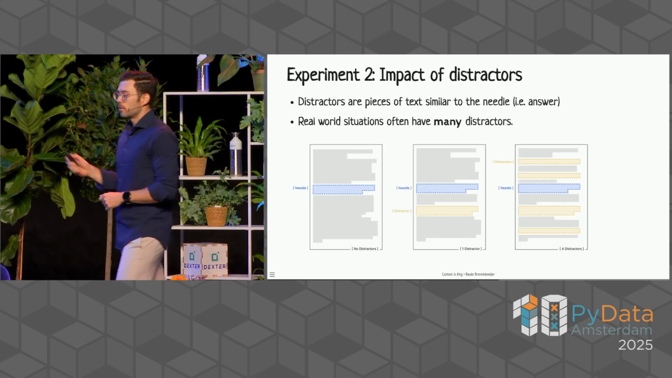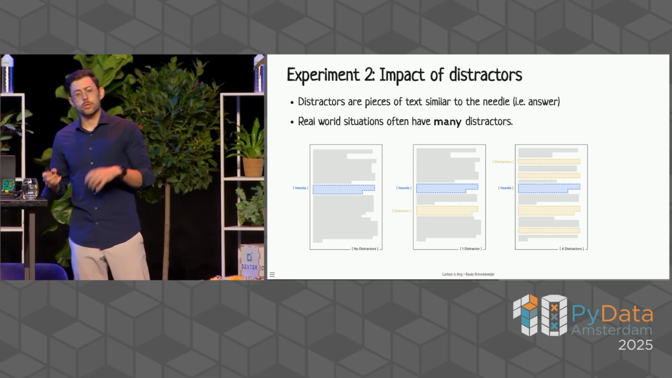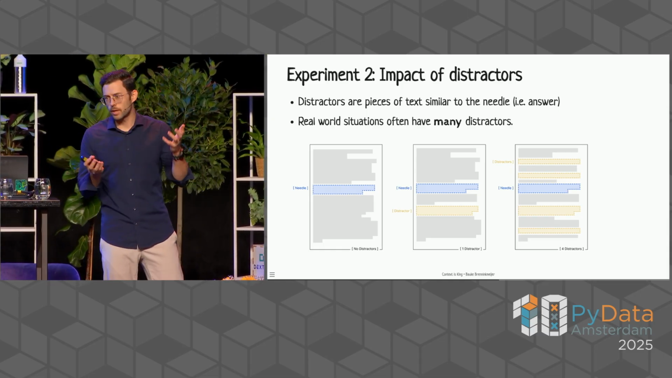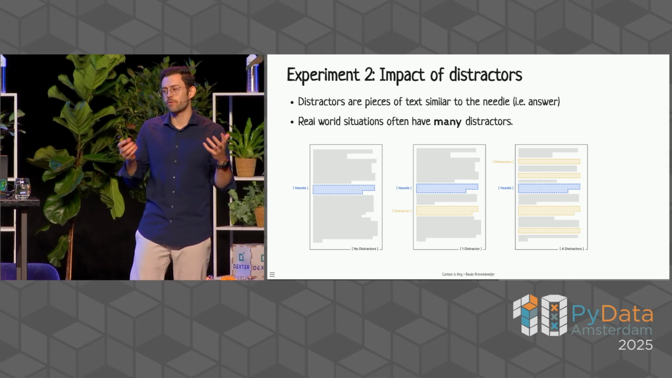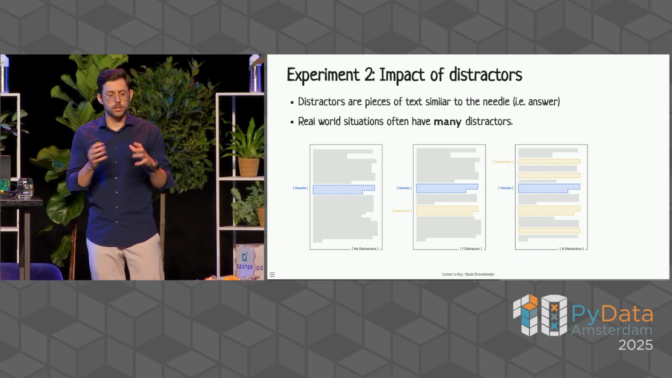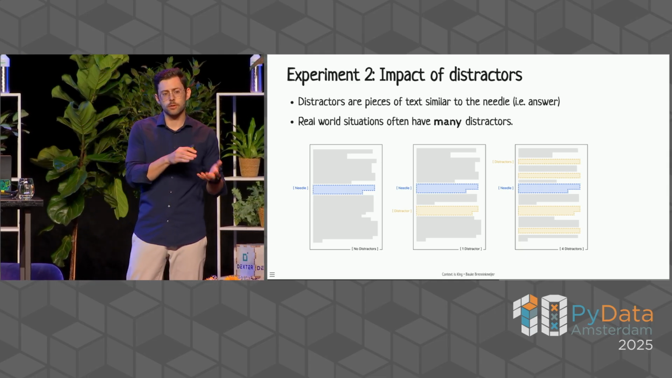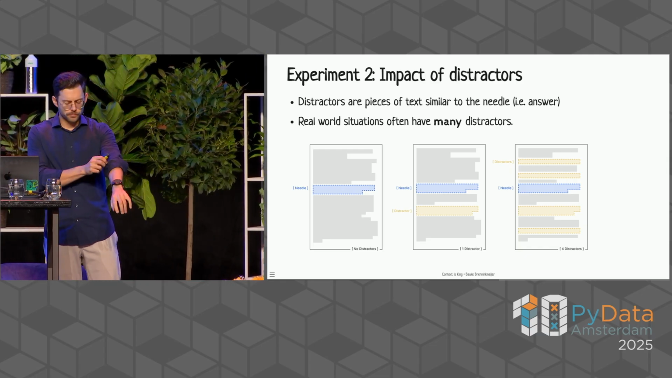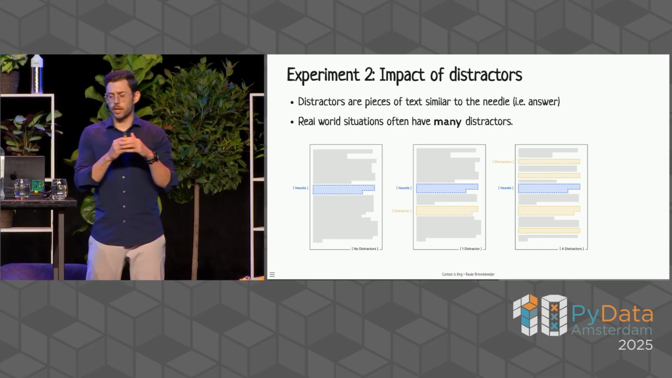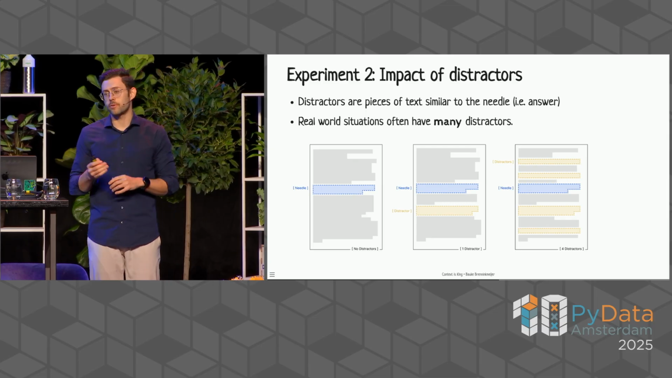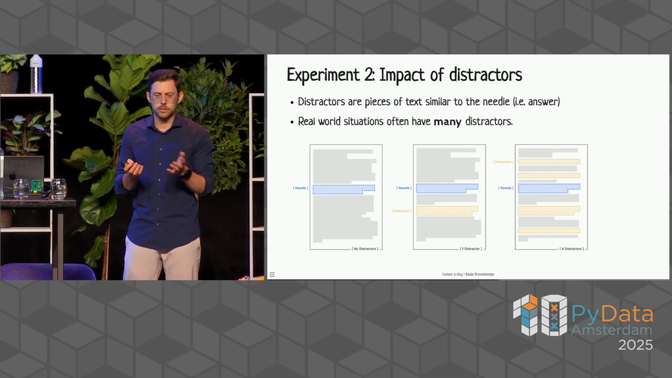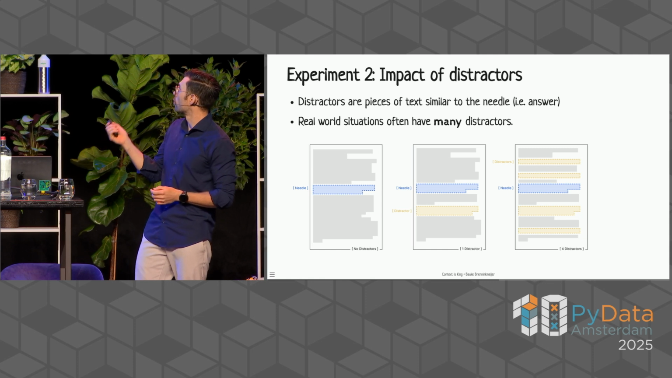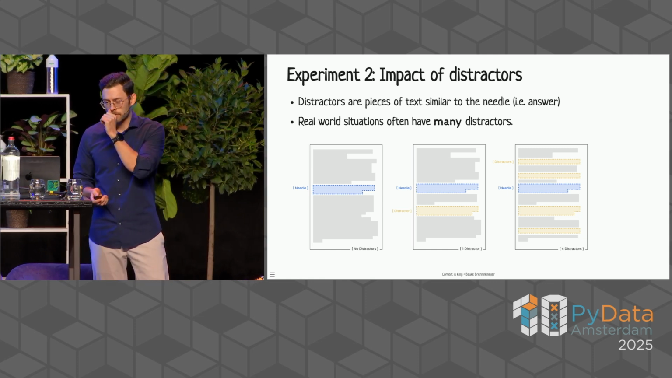The second experiment is the impact of distractors, because often there won't just be one piece of text that is related to the answer. It might be 5 or 10 different things that have very similar information, but don't quite answer the question. So they added incrementally a number of distractors, which are pieces of text that are very similar to the answer. And this is kind of how it looks in a diagram.